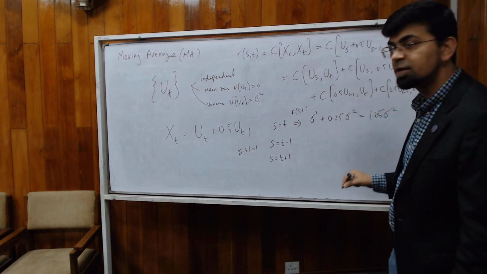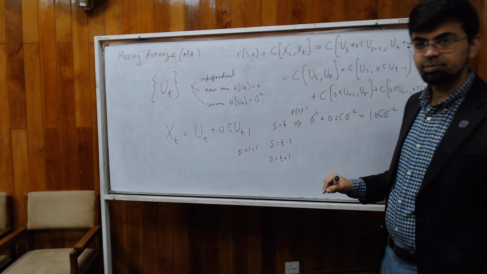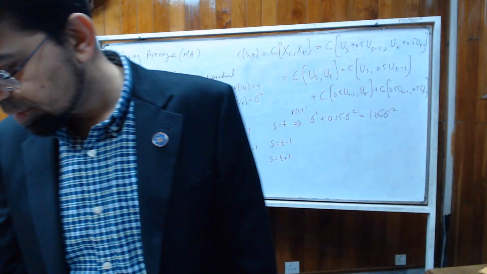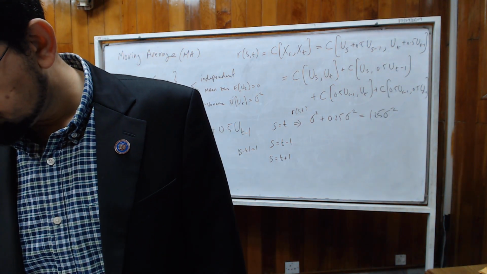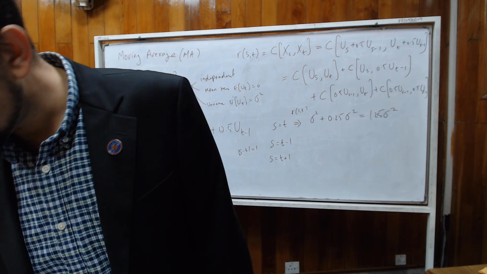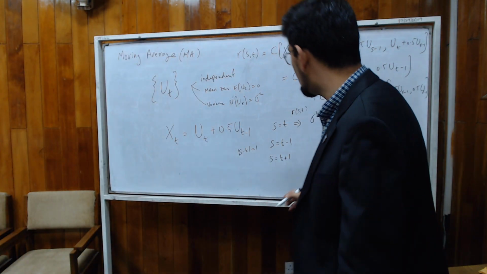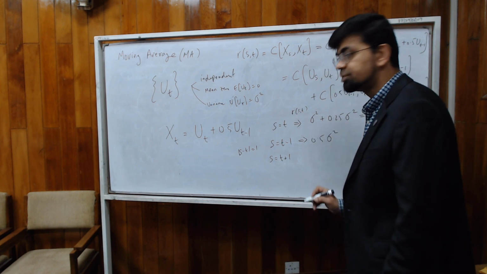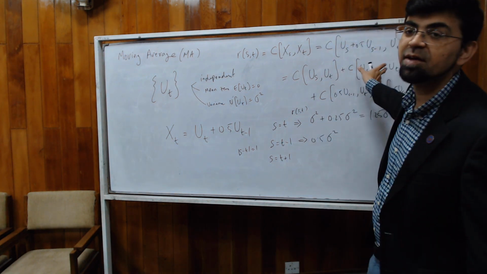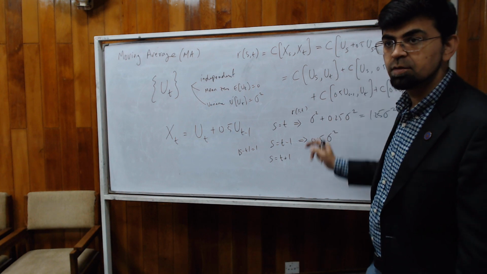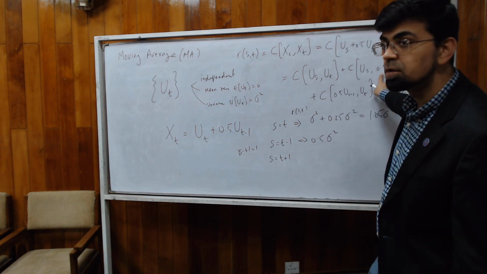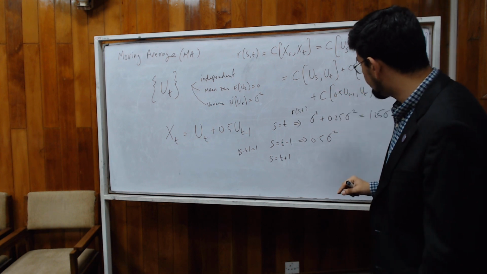What about this one? This also becomes 0. Also 0, right? So this should be 0.5 sigma square. Basically only this term is left. Sir, 0.5 or 0.25? No, it appears only once here. Yes. Okay, so tell that.